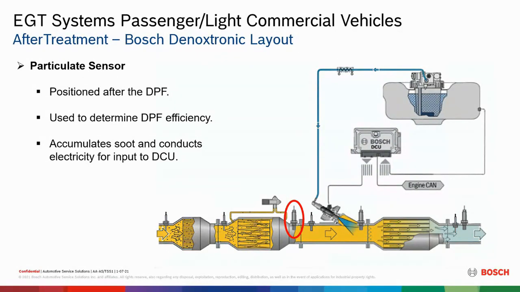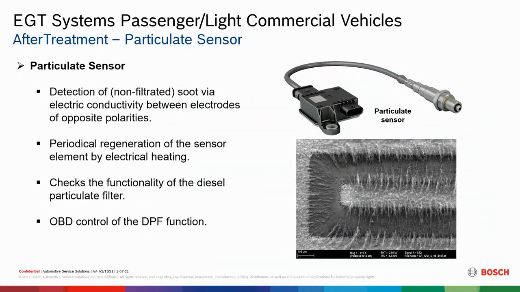It causes an electricity signal to go across here for the input to the DCU. So it's going to detect the non-filtered soot, and the electrolysis between the polarities of the sensor will determine how much soot is being passed through as particulate matter. Periodic regeneration again is being done. It's going to heat that sensor up, burn it off and bring it back to its new life state.